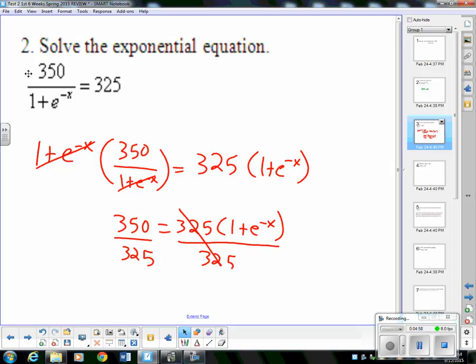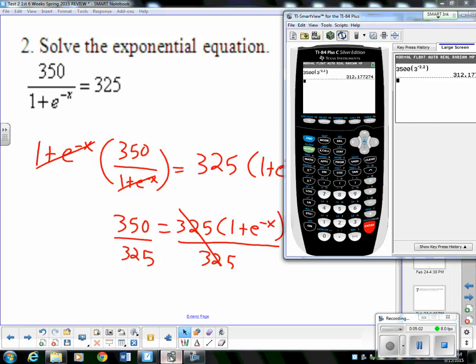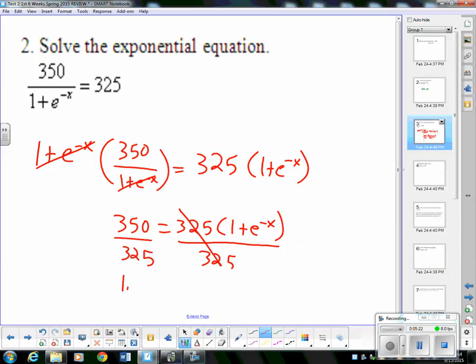350 divided by 325 ain't correct. Let's pull the calculator up and do it correctly. That's your teacher's fault. 350 divided by 325 is 1.076929, et cetera, et cetera. Now, we can either write that down or leave it alone. I'm going to choose to write this one out. All right, 3 decimal places, 1.077 is equal to 1 plus e to the negative x.